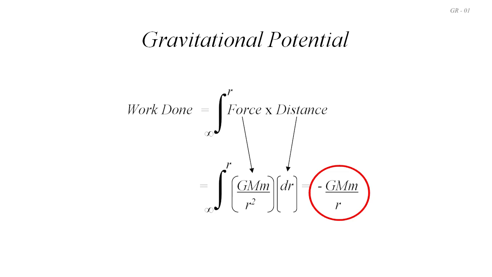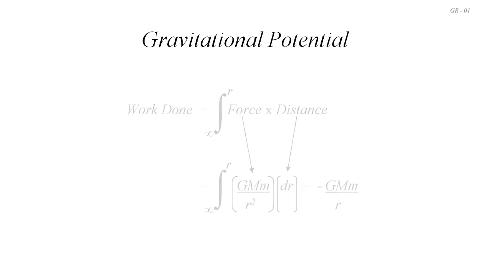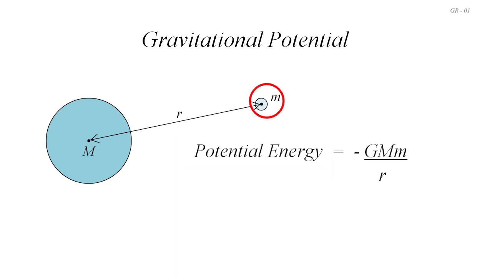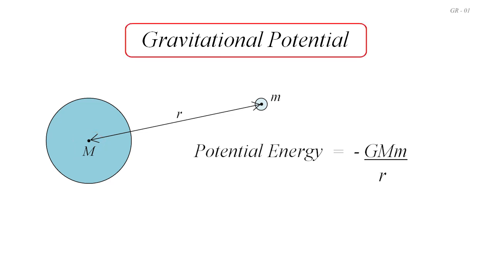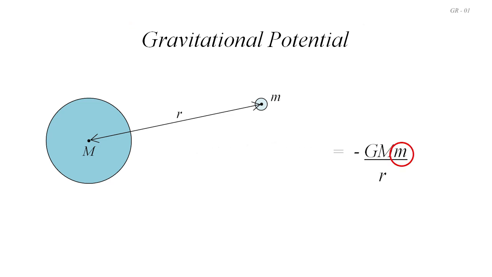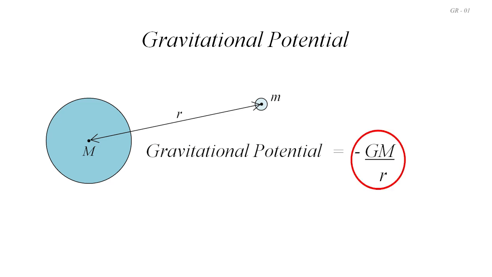This answer to the integration, minus GM over r, is the potential energy of the mass little m at a position r from the mass capital M. So in order to find the gravitational potential at that point r, we simply need to divide by little m, and this then gives the gravitational potential around a mass capital M as minus GM over r. It's negative, as expected, and it is an inverse linear relationship, 1 over r, as opposed to the inverse square relationship we have for the gravitational field, but it does drop off to 0 as r approaches infinity.